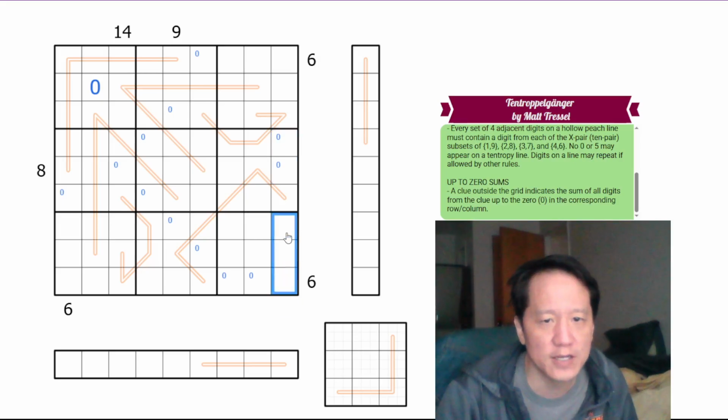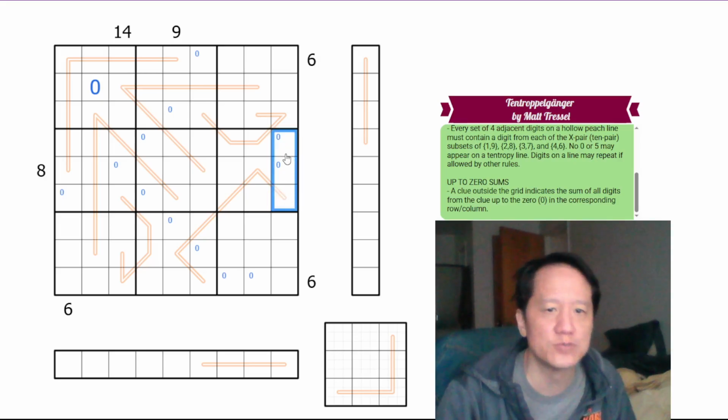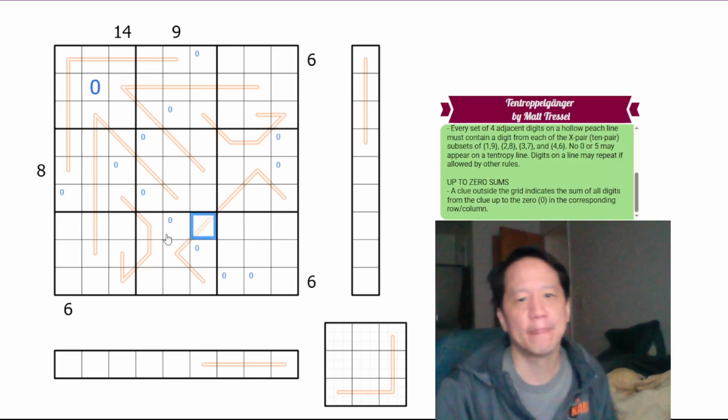Because 0 again cannot be here because we're guaranteed a 0 here in this box. Can't be here because of the up to 0 sums for row 1. Can't be 0 here because of the 0 in the row, and this is a Tentroppel line, and this is a Tentroppel line. So 0 is one of these 2 digits here. Okay.